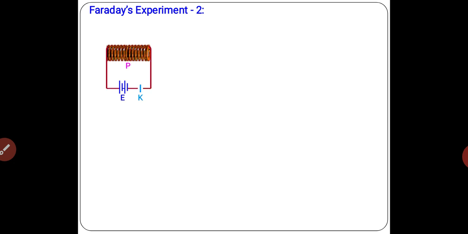Here we'll see another experiment, Faraday's experiment 2, which is known as the coil-coil experiment. In this case, across the first coil, the primary coil, we connect a battery of EMF E, whereas across the secondary coil, or second coil, we connect the galvanometer to measure the current.